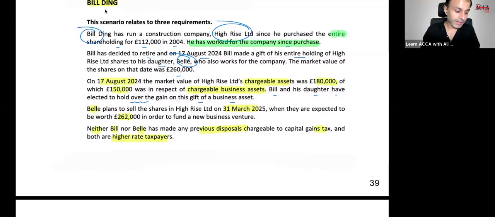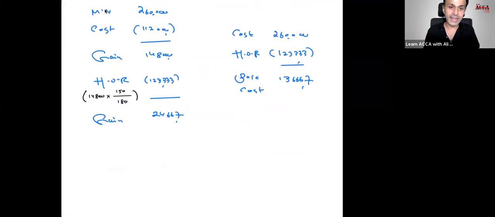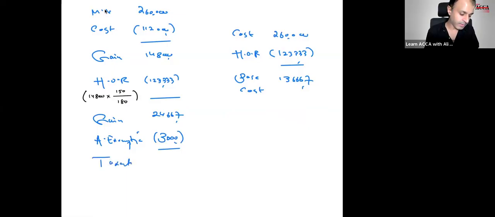And entire shareholding. The third and last condition is that you must have had ownership of the shares for 2 years or more. Back in 2004, this investment was done. The 2-year rule is definitely satisfied. So this gain is going to be eligible for BADR. So I will have to subtract an annual exemption, and then apply BADR, which means I will have to tax these gains at the rate of 10%, up to 1 million pound.